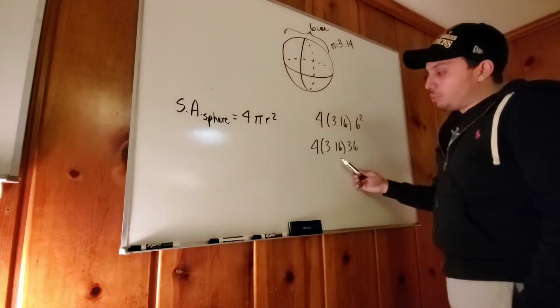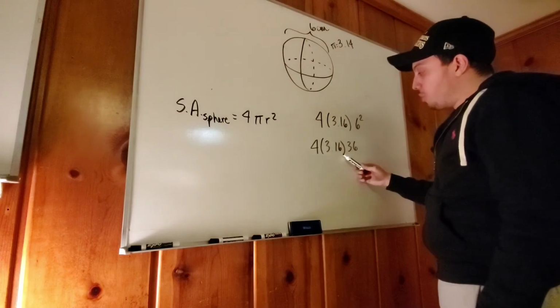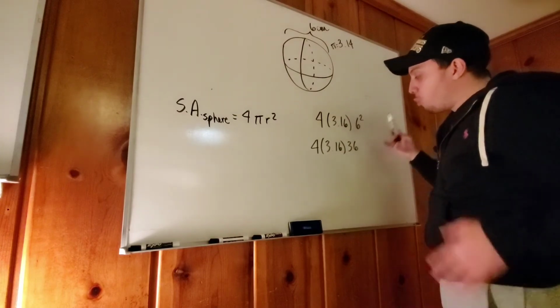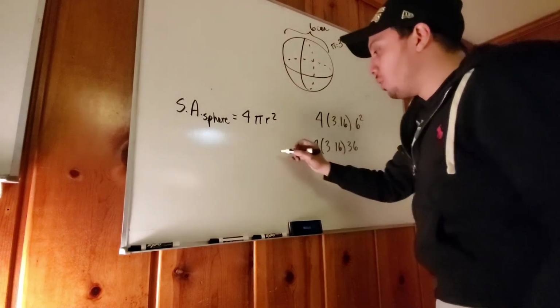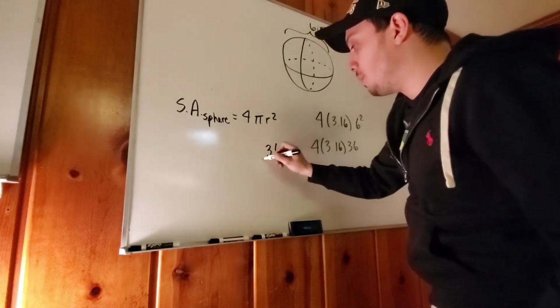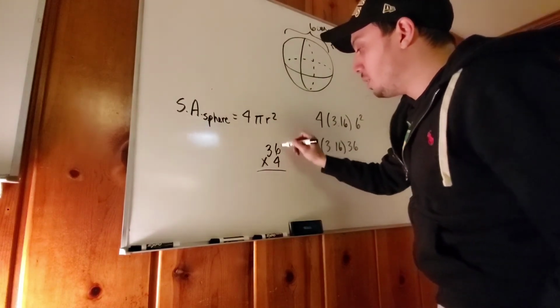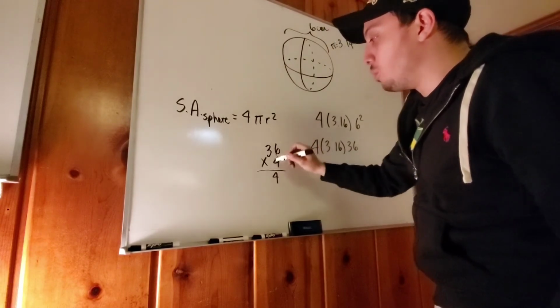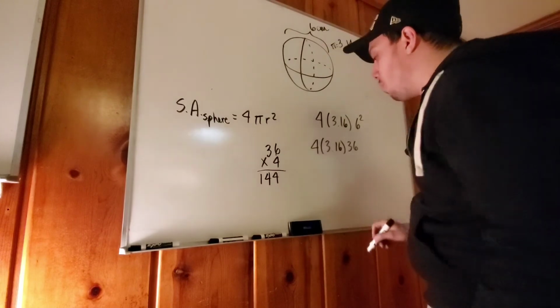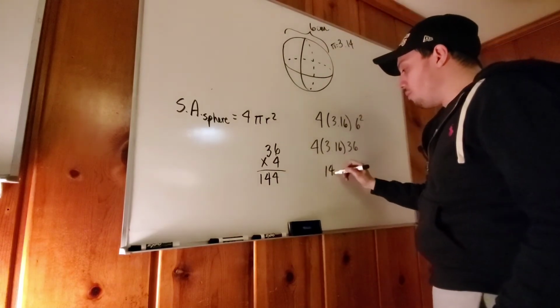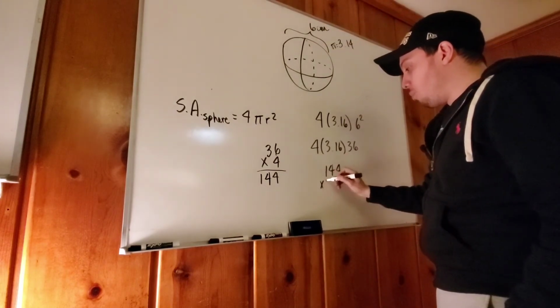We can multiply 4 times 3.16 and then times 36, but what I'm going to do is 36 times 4 and then that by 3.16. So 36 times 4. 6 times 4 is 24 and a 2 goes up. 3 times 4 is 12 plus 2 is 14, 144. So then we get 144 times 3.16.